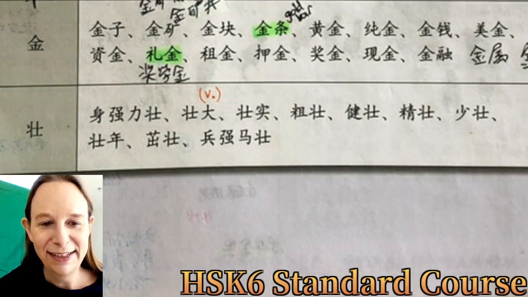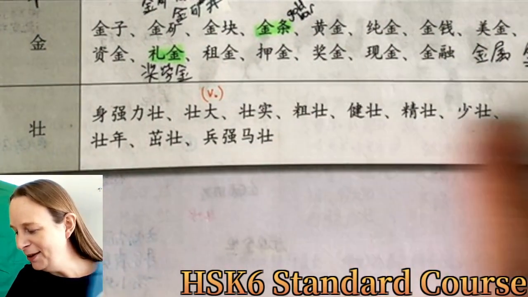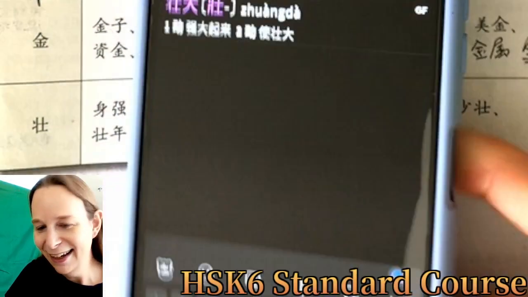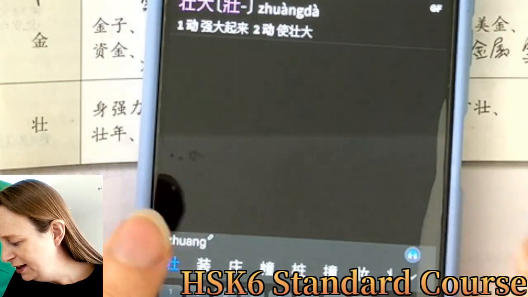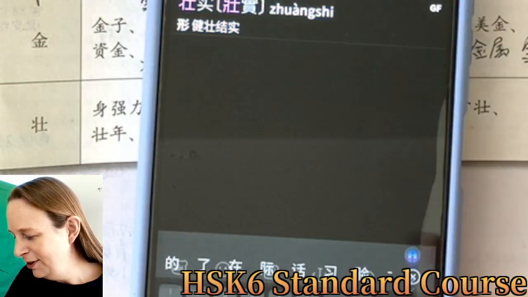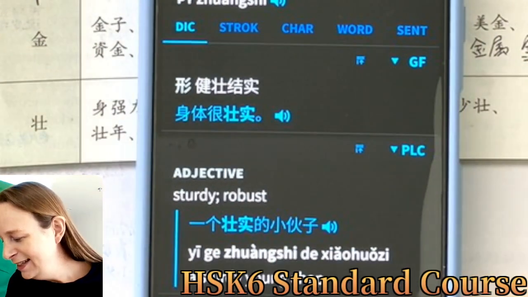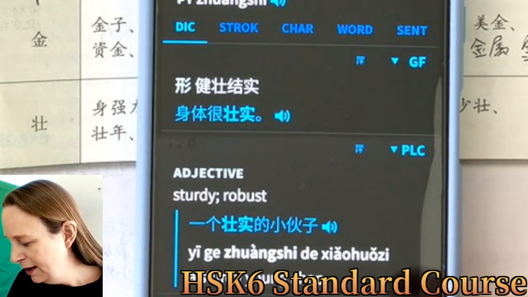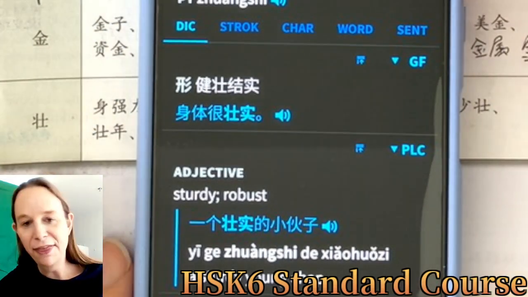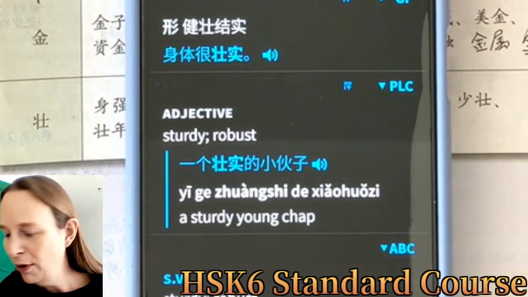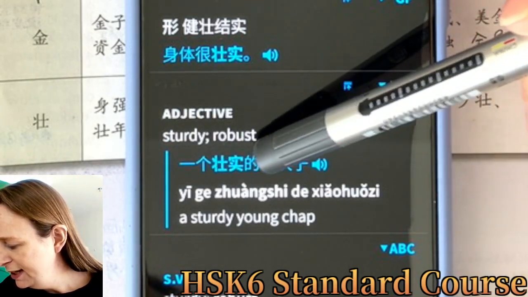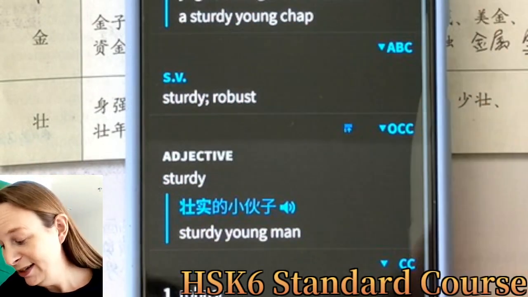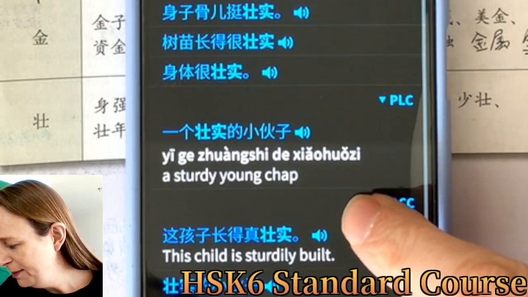So now I'm completely, what's the word? My confidence has been destroyed about all the rest of them, right? Are the rest of them adjectives? Give me some face, right? 壮实. Maybe this is a verb. It is an adjective. Okay. 健壮, 结实, sturdy, right? Okay, so what things can be described as sturdy, robust? 一个壮实的小伙子, a sturdy young chap. Okay, it describes people. Seems like it describes chaps.